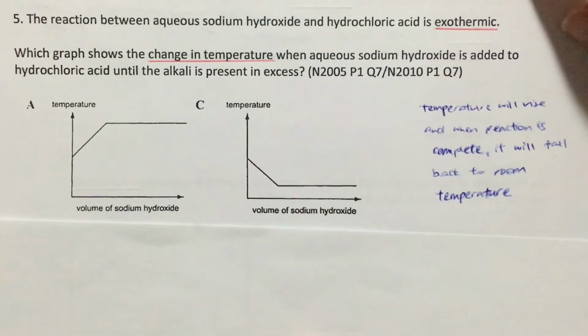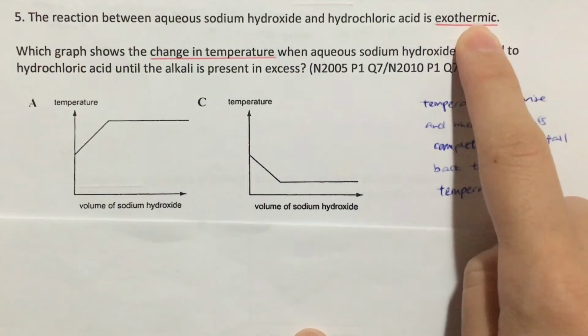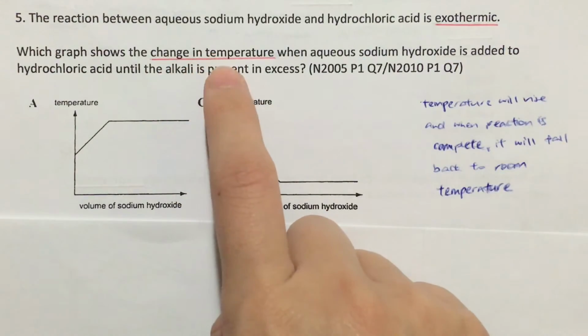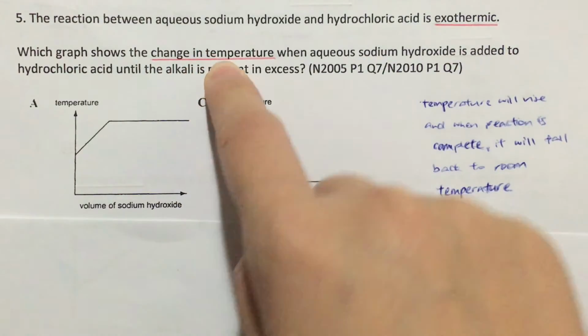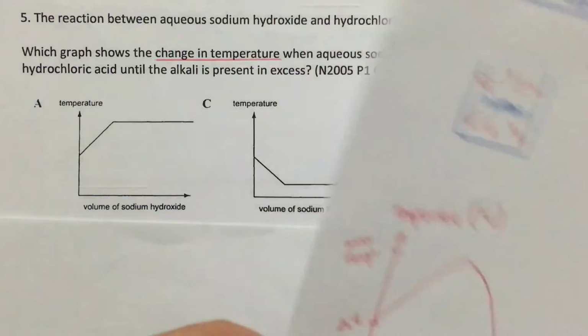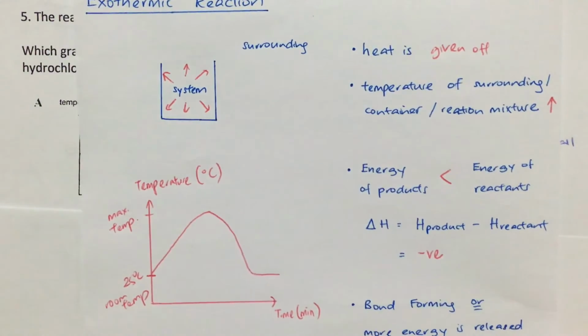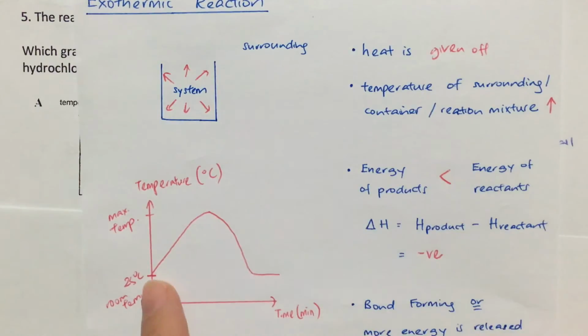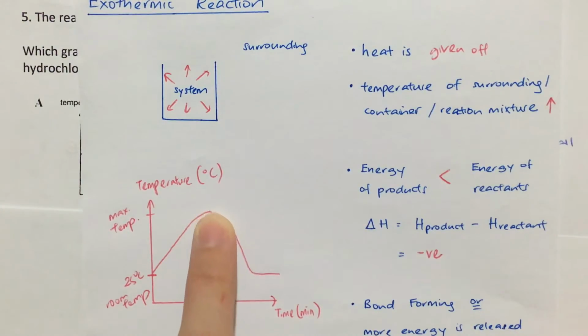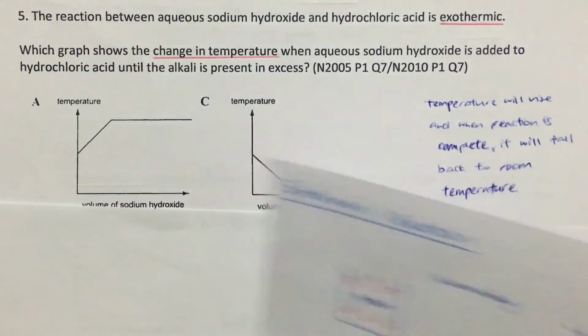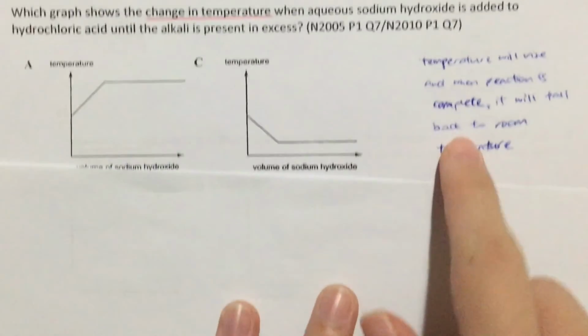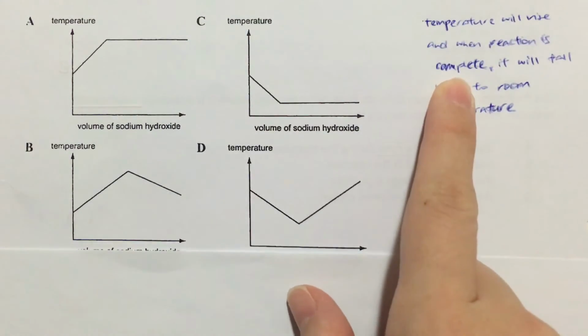Okay, next one, question 5, talks about an exothermic reaction, asking you about the change in temperature. So remember, exothermic, what happens is it's giving out energy, so the temperature will rise, and then when the reaction is complete, it will fall back to room temperature. So I wrote this down here so that I know what I am looking for.